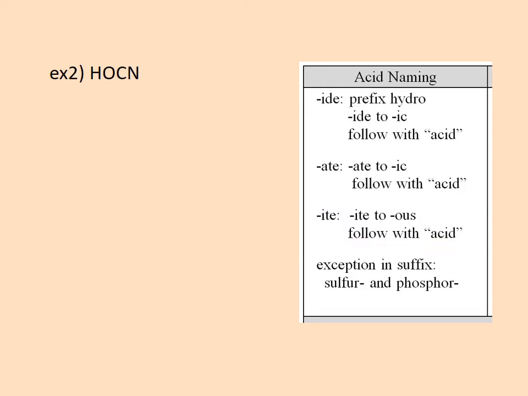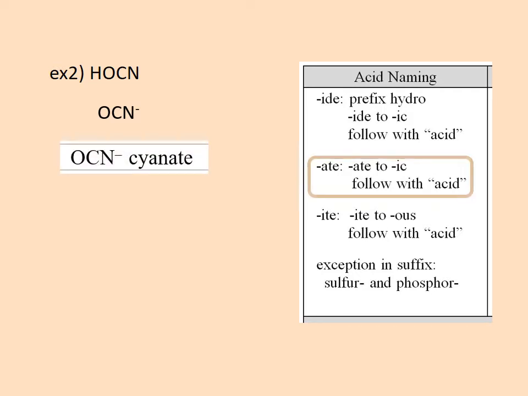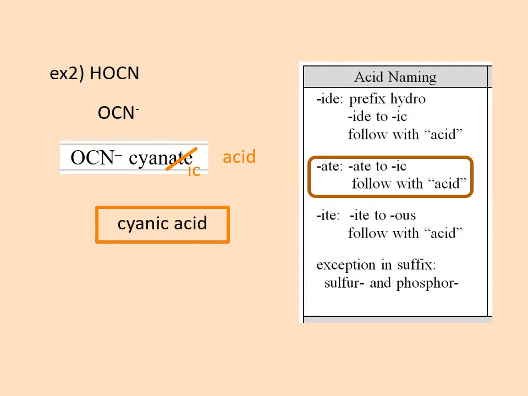Example 2, HOCN. I have H on the front, just one, so that means the OCN must have a -1 charge. So I go to my negative ions list and I look up OCN-, and I find cyanate. Since it ends in "ate", I change "ate" to "ic" and follow with the word acid. So HOCN is called cyanic acid.